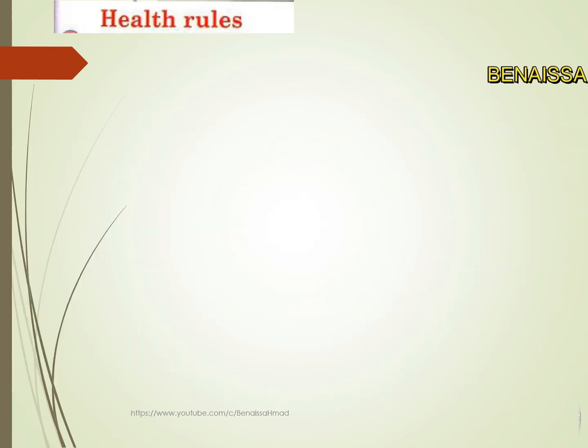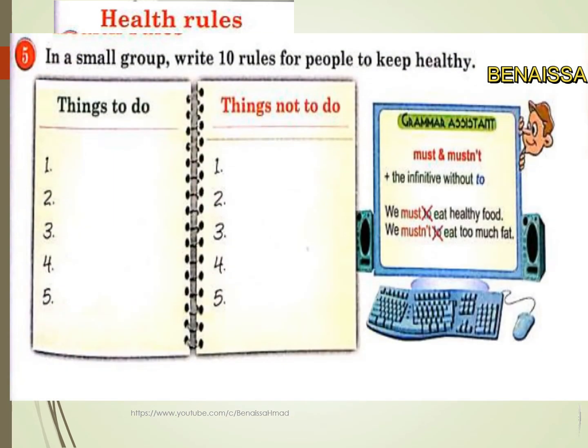قواعد الصحة. In small groups, write 10 rules for people to keep healthy. يعني نحاول نستعمل العبارات اللي تعرفنا اليوم mustn't and don't have to، ونقوم بكتابة 10 قواعد للصحة. Things to do and things not to do. أشياء يمكن أن نقوم بها، أشياء لا نقوم بها. يعني فنقوم بهذا التمرين في الدفاتر ديالنا. Grammar assistant، يعني نحاول أن نتذكروا القواعد اللي هي عندنا هنا.